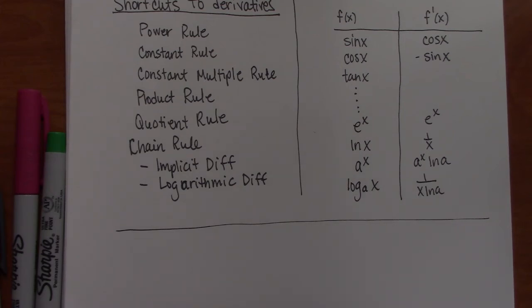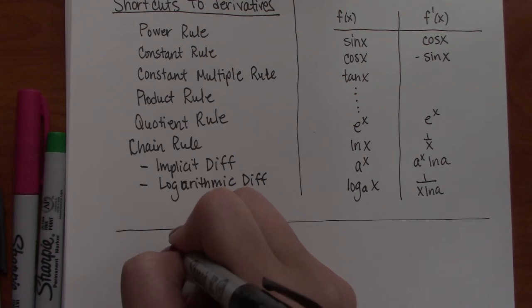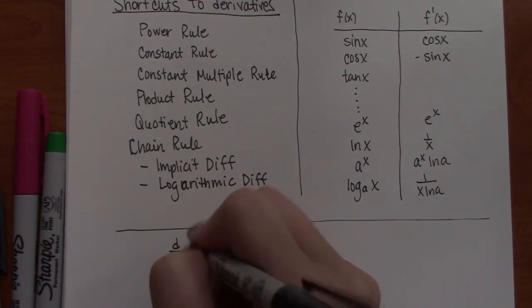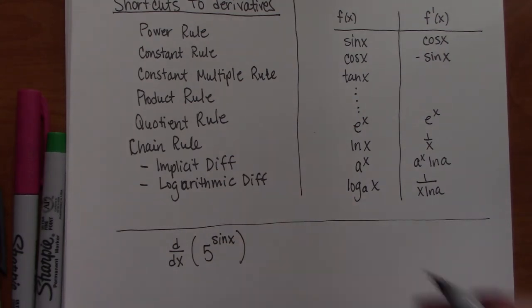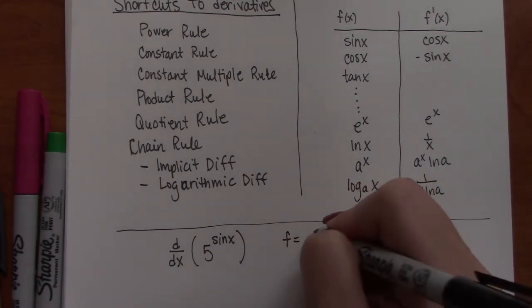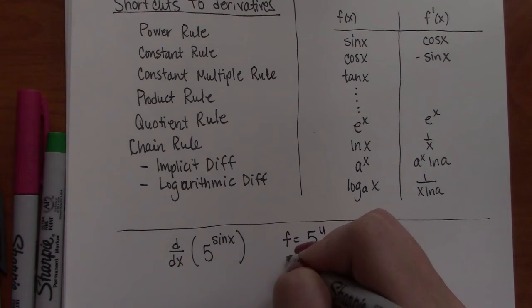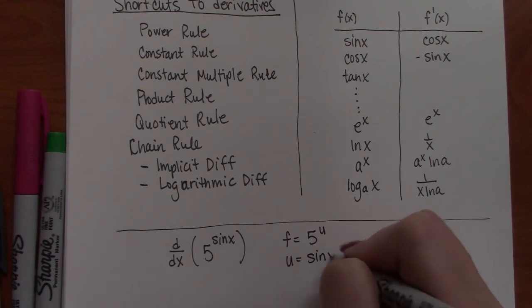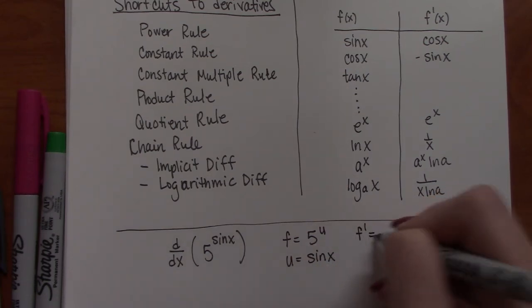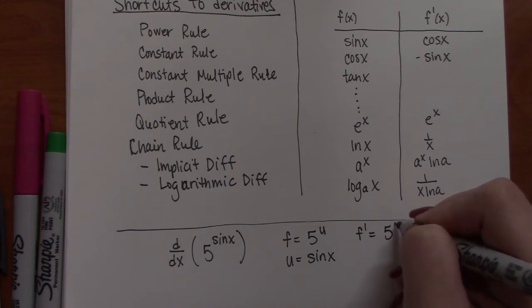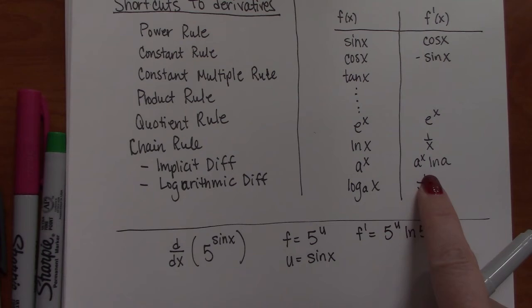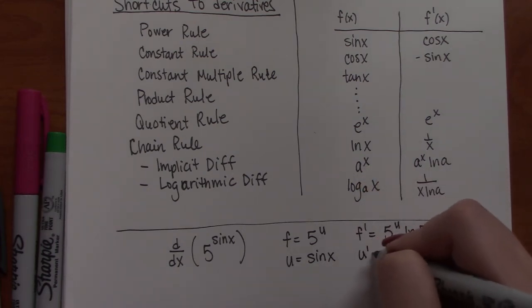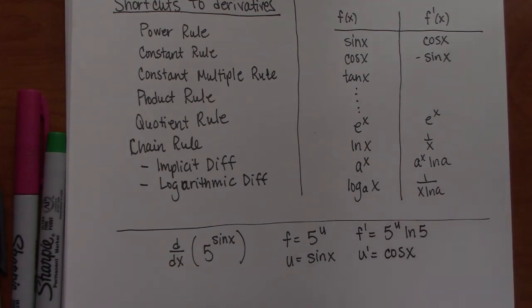So if you have 5 raised to the sine of x, right? Well, the outside function was 5 to the u. The inside function was sine of x. So the derivative of the outside is 5 to the u ln of 5. That came from right here. That's the derivative of any function a to the x. The inside function's derivative, u prime, is cosine x.